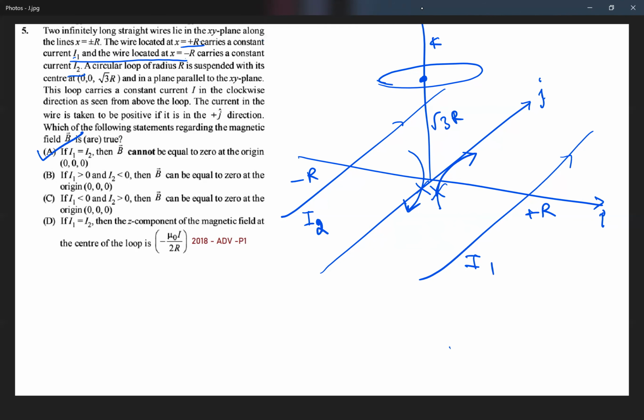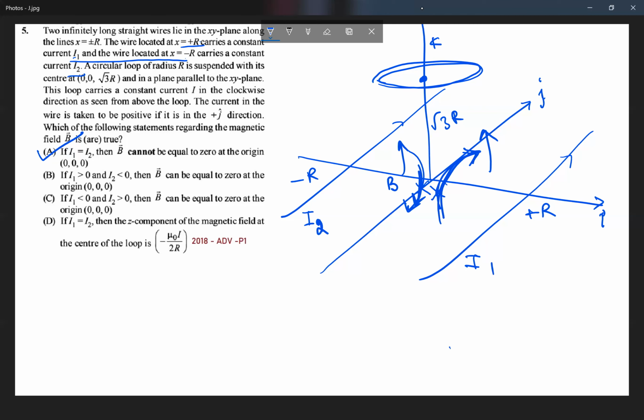Because there is a current flowing in the loop above, there will be a magnetic field either in the downward direction or in the upward direction. So B cannot be equal to 0. Option A is correct. I1 is greater than 0 and I2 is less than 0. So if I1 is greater than 0 and I2 is less than 0, the net magnetic field will be in the upward direction, because this magnetic field is going to win over the other magnetic field.